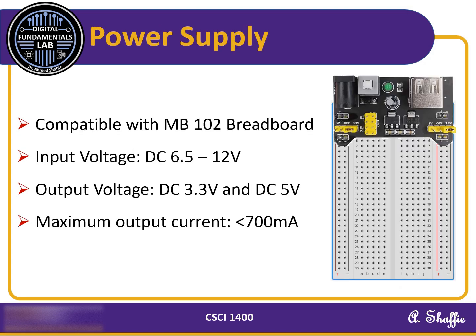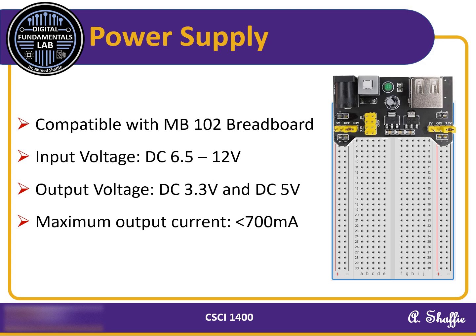The last component that we will cover in this video is the power supply, which is compatible with our breadboard. The input voltage for this power supply ranges from 6.5 to 12 volts DC, and it provides output voltage of 3.3 volts and 5 volts DC, with a maximum output current of less than 700 milliampere.